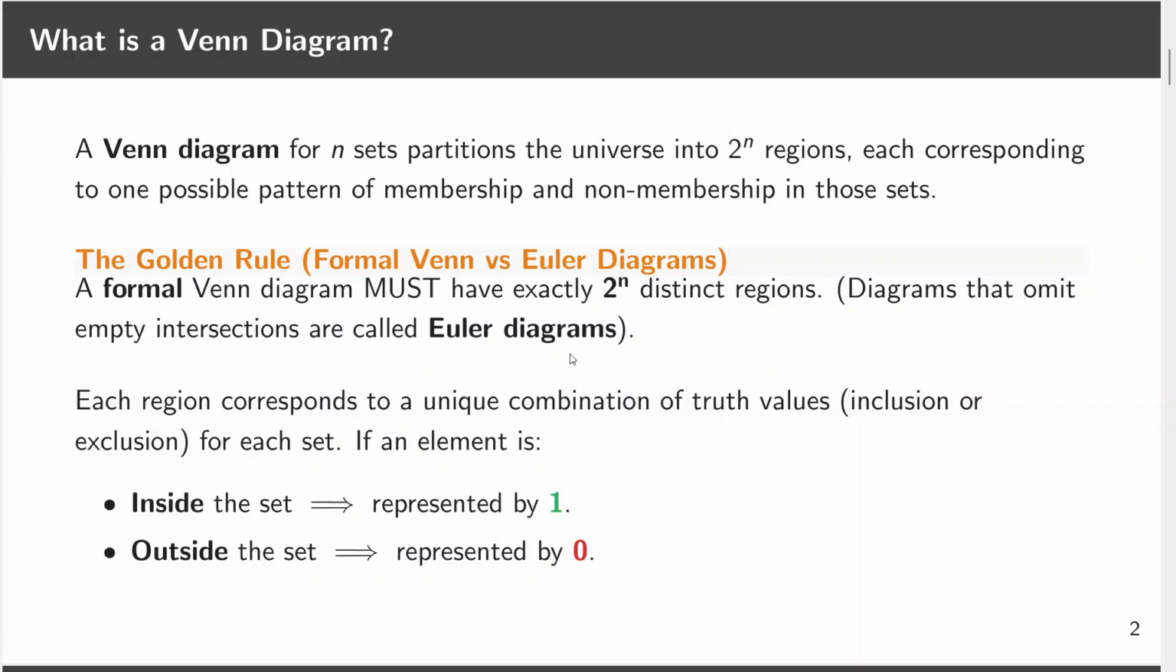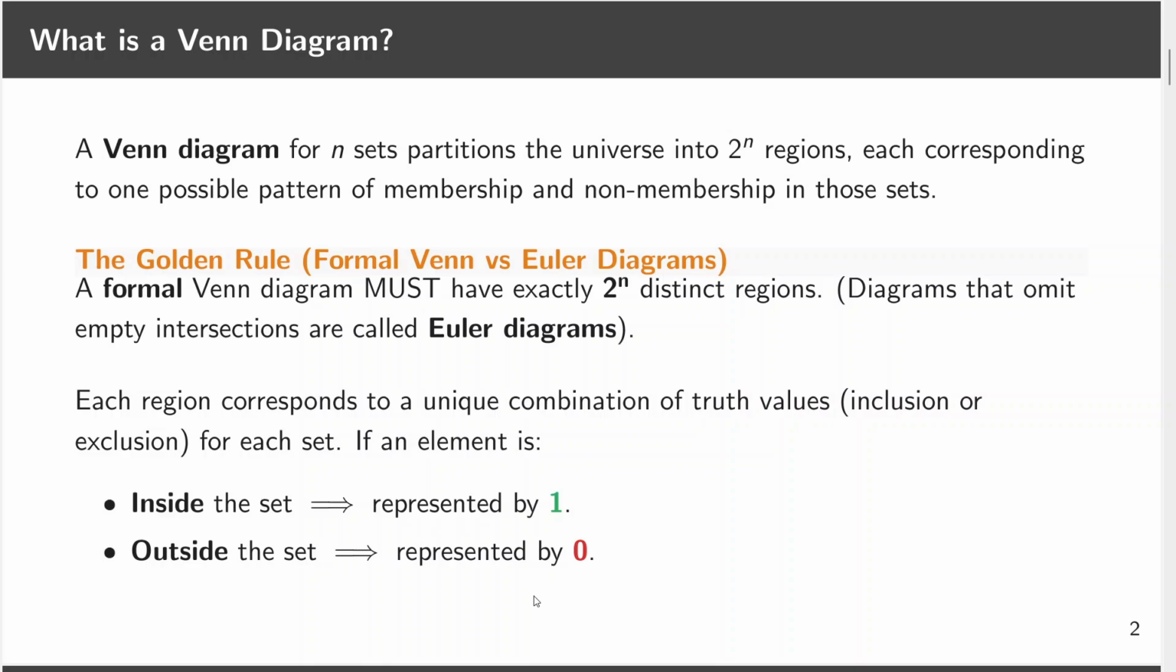Let's now talk about how we actually read and describe the regions in a Venn diagram. This is where a very elegant and systematic idea comes in: binary membership codes. Each element, each thing, can either be inside a given set or outside it. There is no in-between, and we represent those two possibilities with numbers. If something is inside a set, we write a 1. If something is outside a set, not a member of it, we write a 0. Inside equals 1. Outside equals 0.